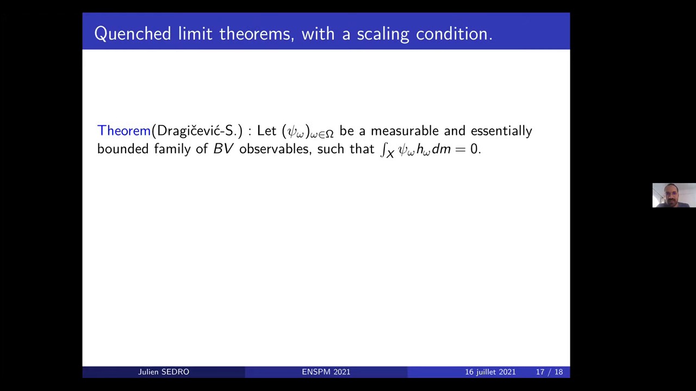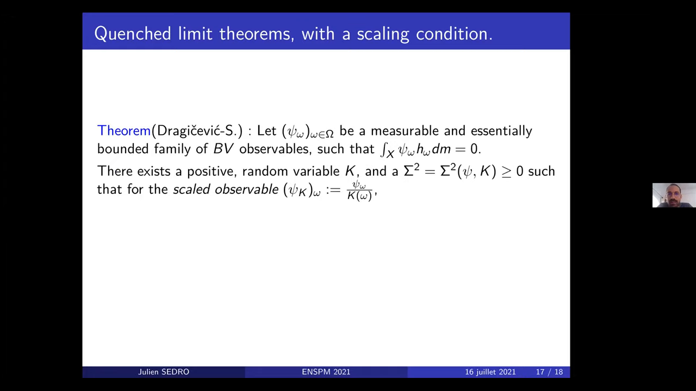What was surprising to us was that we obtained what we call the scaling condition that I will explain now. So you take a measurable and essentially bounded family of BV observables. You want them to be centered as previously. And now what we obtain is that there exists a positive random variable K. In fact, it is a tempered random variable. You also have a diffusion coefficient that now depends on your observable and your T. This random variable K suggests, for what we call the scaled observable that you obtain by dividing the observable by K, you have the quenched central limit theorem, meaning that this convergence in distribution holds. This is the result we obtained.